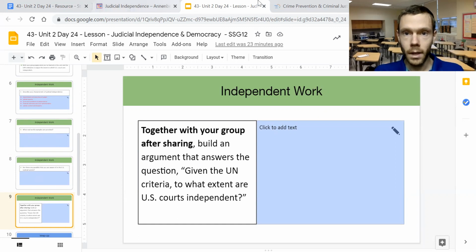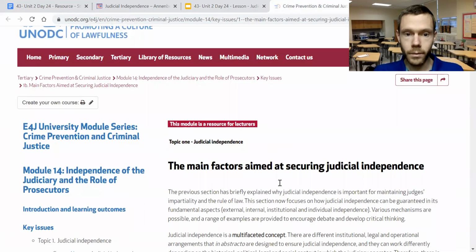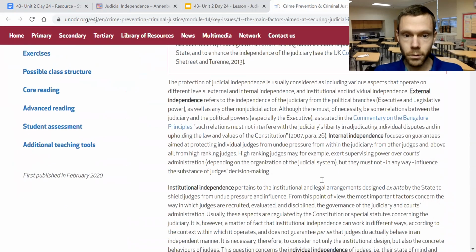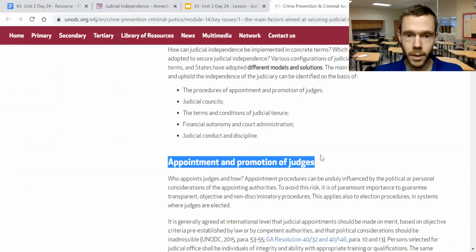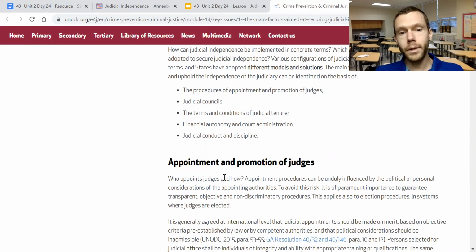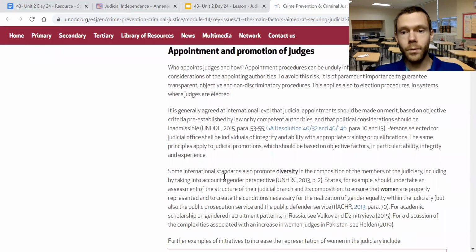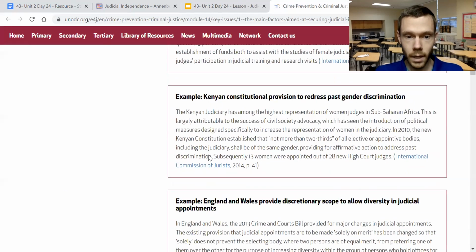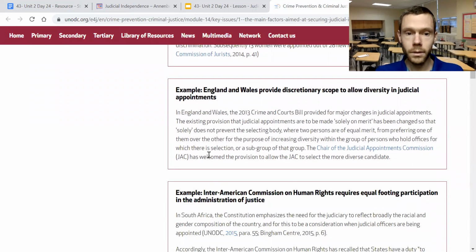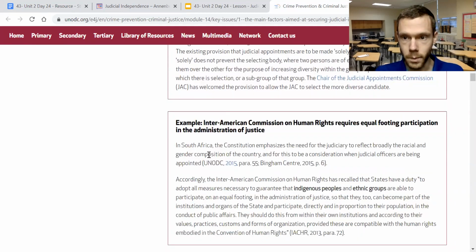And then as a group, you'll want to consider, given the UN criteria, to what extent are U.S. courts independent. So when we look at the reading itself, we have the introduction to this article on the main factors aimed at securing judicial independence. And then as we scroll down, each section is clearly identified by a section heading. We consider how judges are appointed. And after the introduction, we can see real world examples on how this is actually done. So we see an example here in Jordan, Kenya, England, Wales, and the Inter-American Commission on Human Rights.